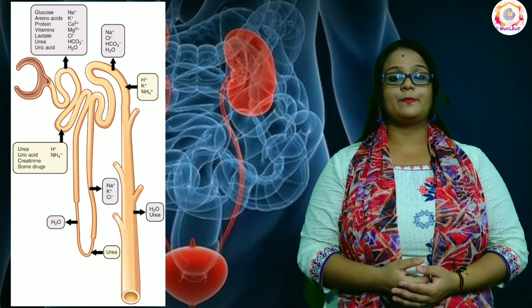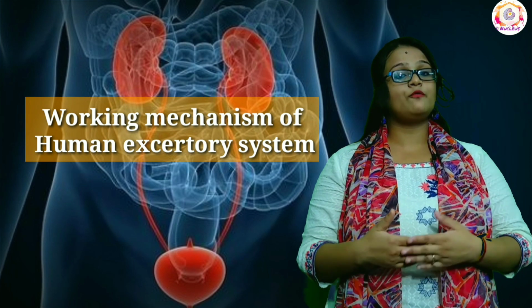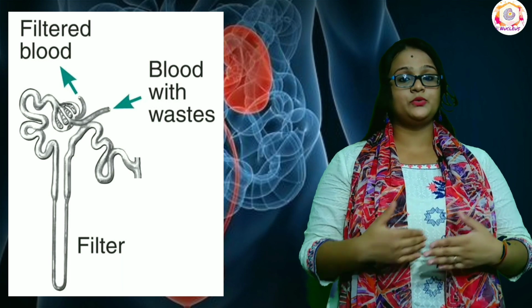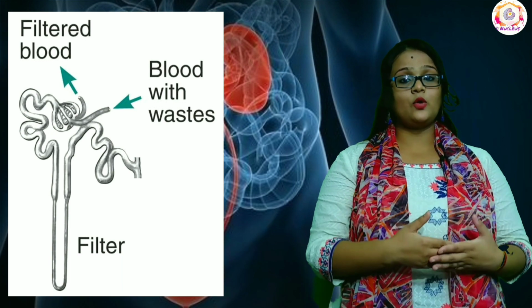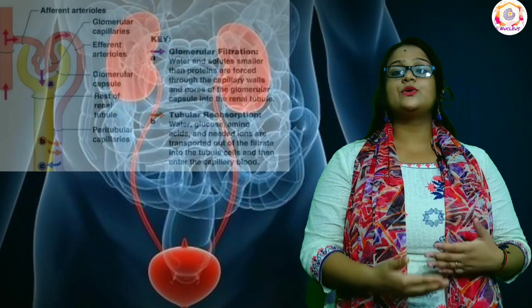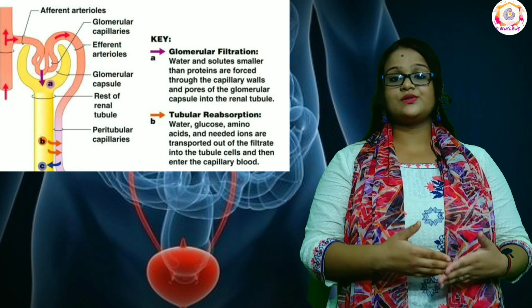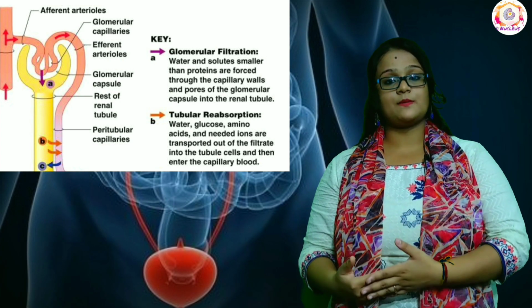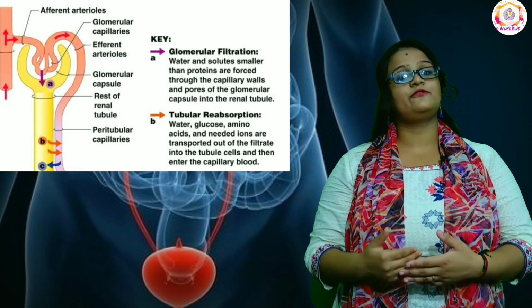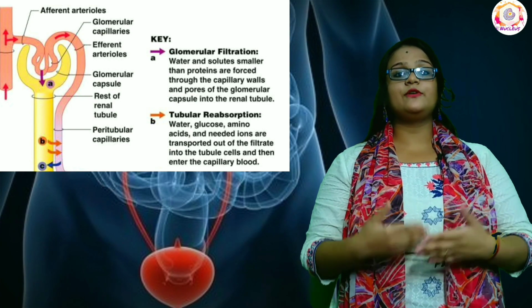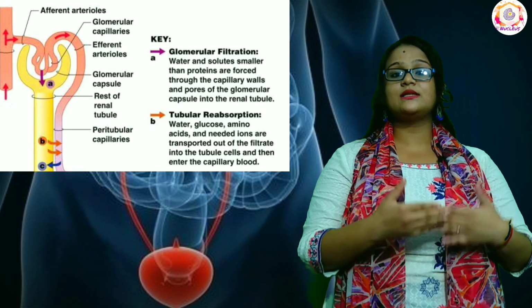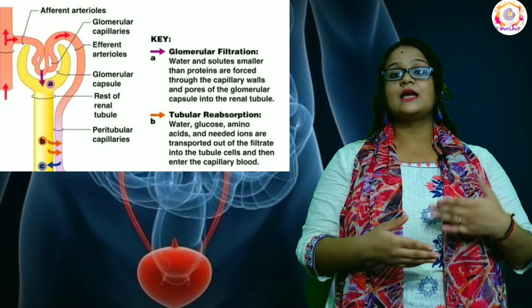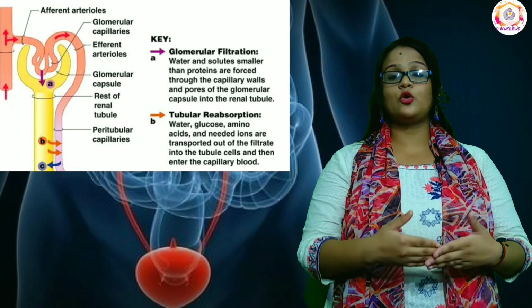The waste materials like urea remain behind in the tubules and do not get reabsorbed into the blood capillaries. Okay, so now let us know more about the working mechanism of the human excretory system. The impure blood containing waste like urea enters the glomerulus. The glomerulus filters this blood. During filtration, the substances like glucose, amino acids, salts, etc. present in the blood pass into the Bowman's capsule and then enter the tubules of the nephron. When the filtrate passes through the tubules, the useful substances get reabsorbed into the blood through blood capillaries.